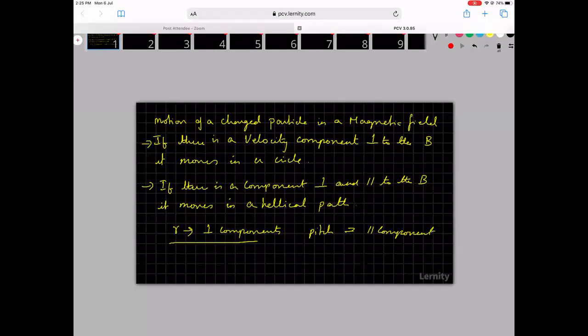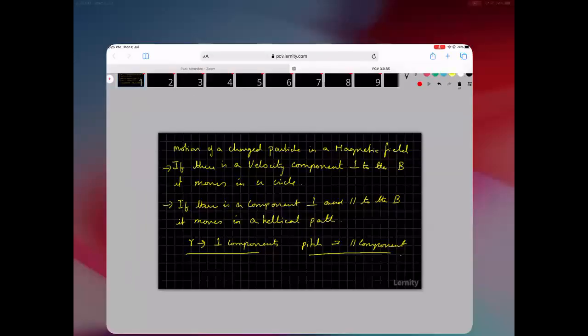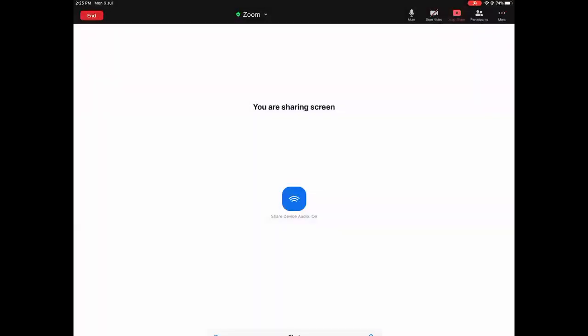So last class we had just discussed this, and I had explained to you about a cyclotron, what a cyclotron is and how it works. I think I had just completed that. What we will do now is move on from there.